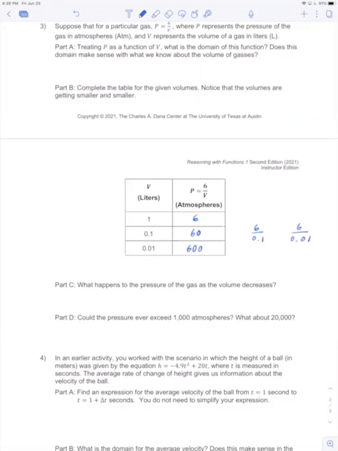Part C, what happens to the pressure of the gas as the volume decreases? Well, the pressure of the gas would increase. Part D, could the pressure ever exceed 1,000 atmospheres? What about 20,000? Well, the value of P could exceed these values. That's provided the container holding the gas doesn't pop or explode.